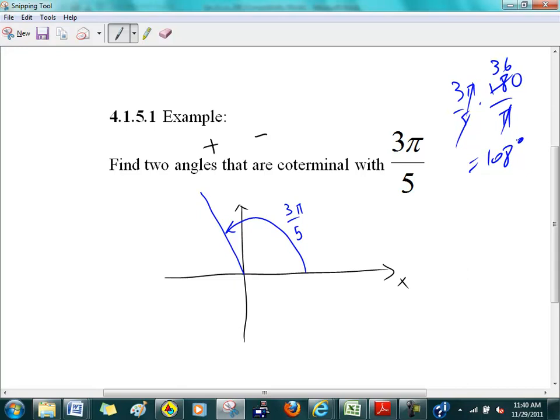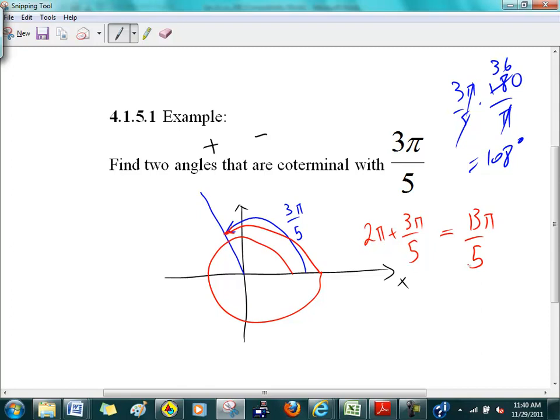All right, so I'll give you another one, positive. I'm going to go 2 pi, and then I'm going to go that much more. Anytime you add 2 pi or 360, depending on whether you're in radians or degrees, to an angle, you'll always get the same angle. In other words, it'll be coterminal. So this would be 13 pi over 5. You guys with me on that?